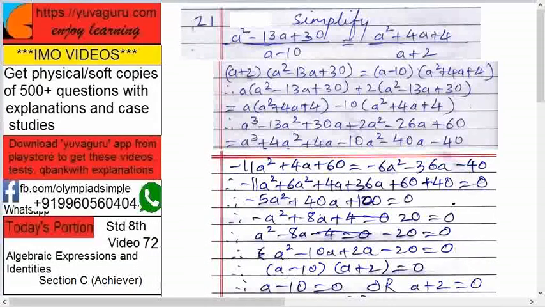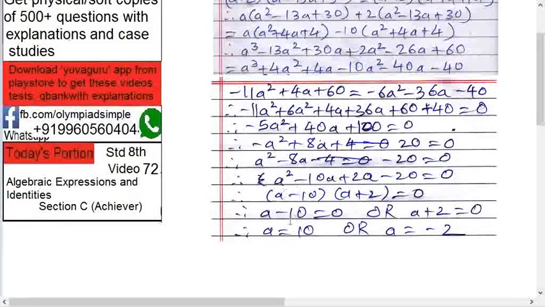So (a minus 10)(a plus 2) equals 0. Always remember, if the coefficient of a square is 1, you can directly write a minus 10 and a plus 2. No need of taking a common, then a minus 10 common, then 2 common. All these steps can be removed. So (a minus 10)(a plus 2) equals 0. Therefore either a minus 10 equals 0 or a plus 2 equals 0. Therefore a equals 10 or a equals minus 2.